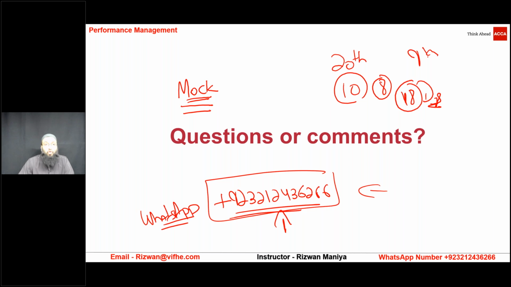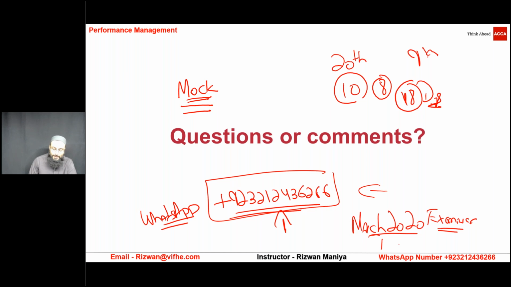You can go through at least 2 to 3 examiner reports of March 2020 that are available on the ACCA website. This will give you the idea what mistakes others did. So do read 1 to 2 examiner reports, maybe of March 2020 and December 2019. This will give you a really good chance to understand the mistakes.